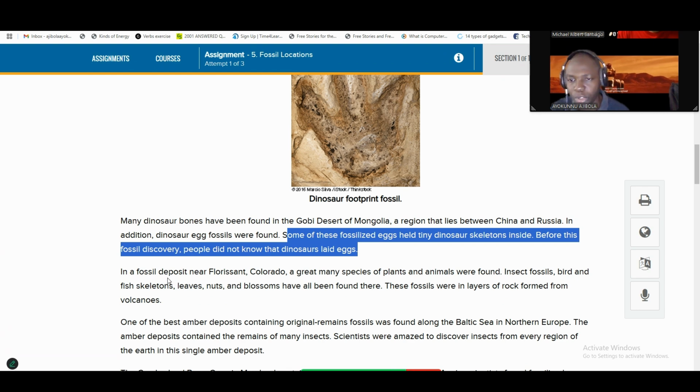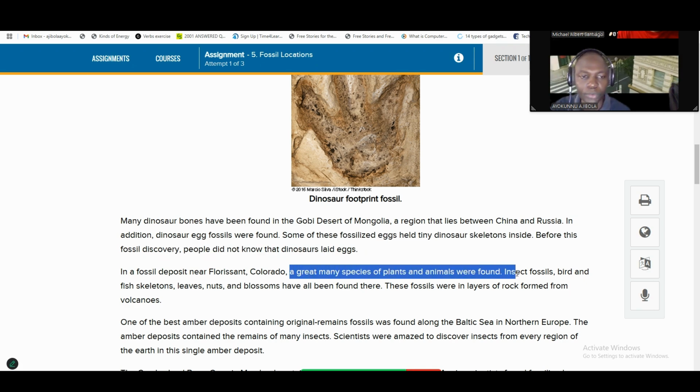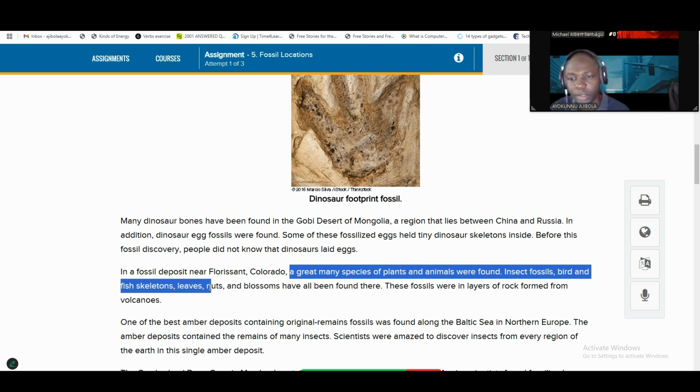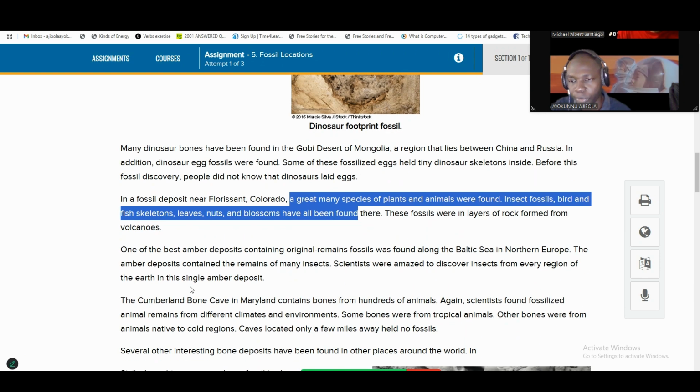In a fossil deposit near Florissant, Colorado, a great many species of plants and animals were found. Insect fossils, bird and fish skeletons, leaves, nuts, and blossoms have all been found there. These fossils were in layers of rock formed from volcanoes.